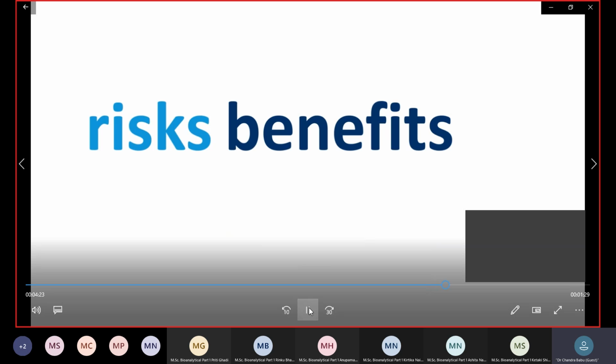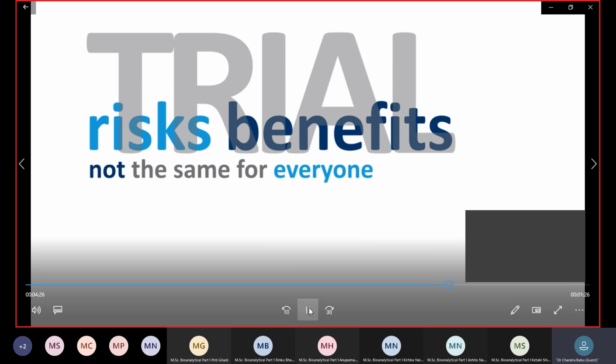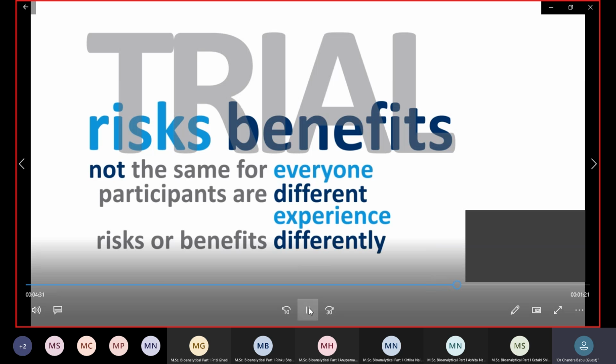There are risks and benefits in every trial, and they are not the same for everyone. Because participants are different, they will each experience the risks or benefits differently.